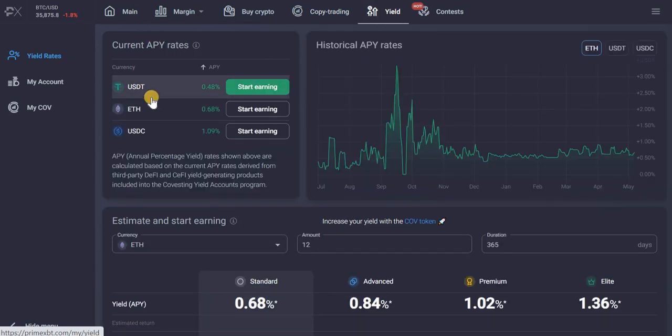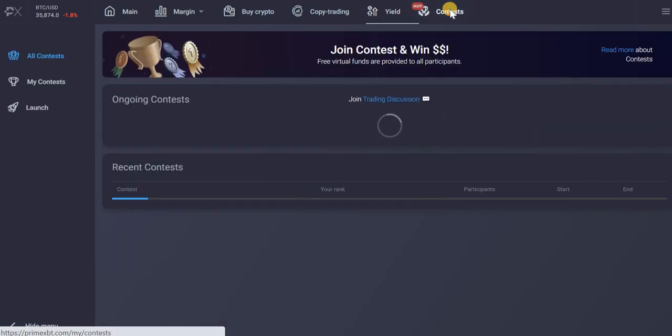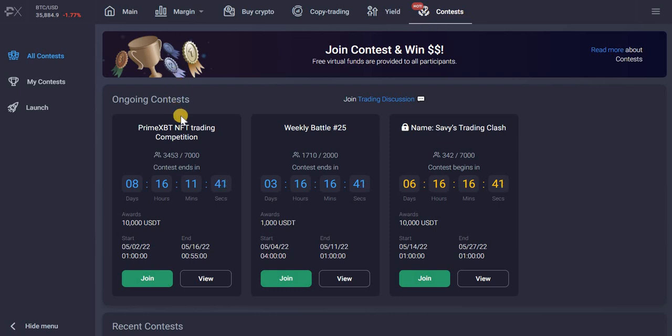You can make passive income by staking any of these crypto assets on Primexbt. I am going to show you exactly how to do all this in my next video. And the last section right here is the contest section. Right here is where you can test your skills with other traders on the Primexbt platform. And as you can see, it is risk-free.